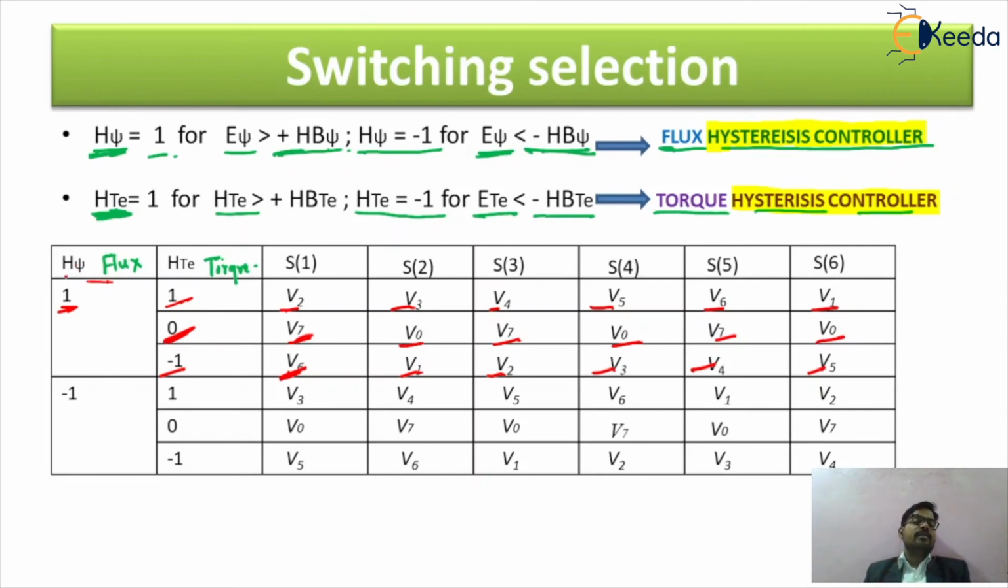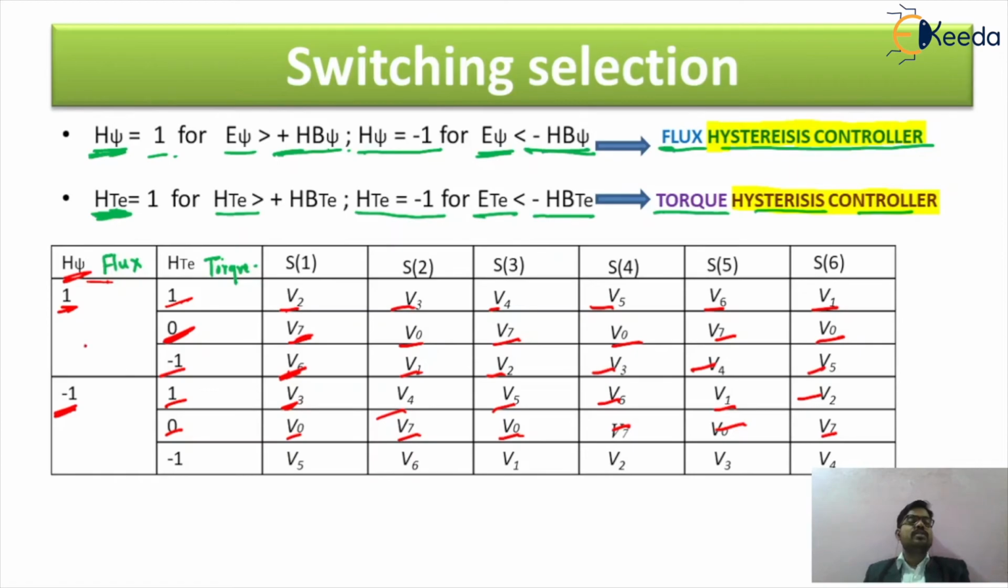Similarly, when the value of Hψ is -1 and the value of HT is 1, we can select the switches S1, S2, S3, S4, S5, S6 along with the voltage vectors V3, V4, V5, V6, V1 and V2. So this is the switching selection of your voltage vector. If Hψ is -1 and HTE is 0, again we get the zero vector, that is V0, V7, V0, V7, V0, V7, which we had already studied in that particular voltage vector topic.